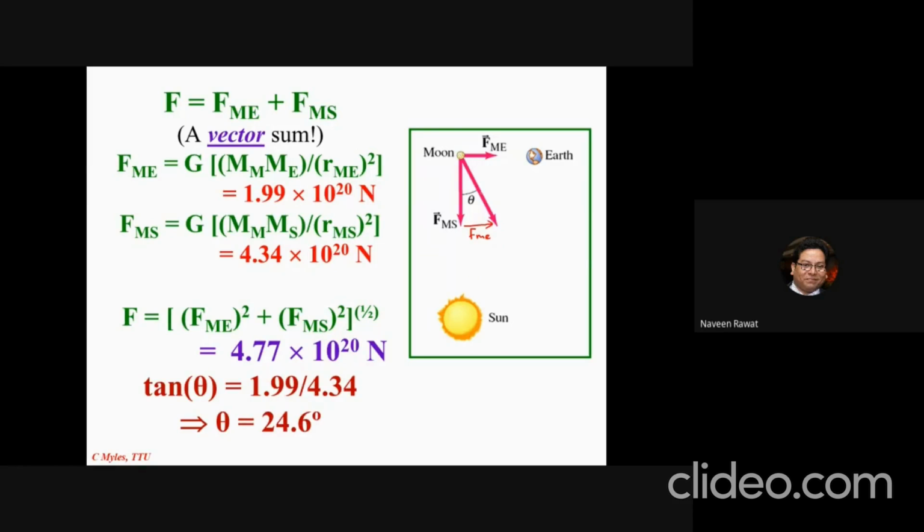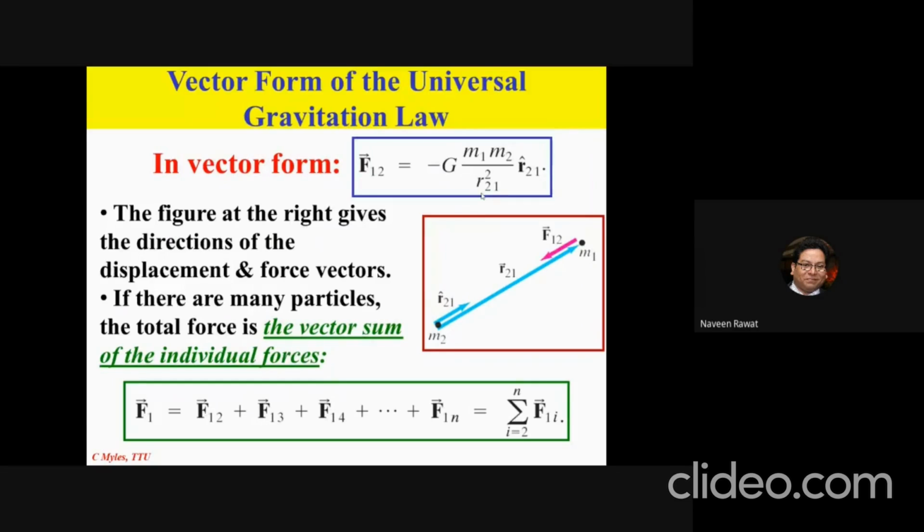So that was one of the examples where you don't have just one force, but you have two forces because of two objects in the vicinity of the moon, which is where we are considering the force is acting on the moon. Like we were discussing before, you can have a scenario when you have many particles that are influencing a certain particle.